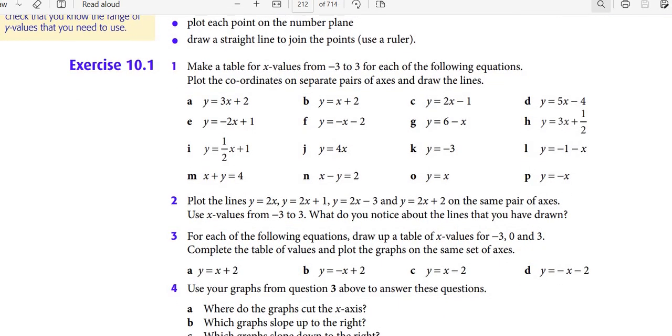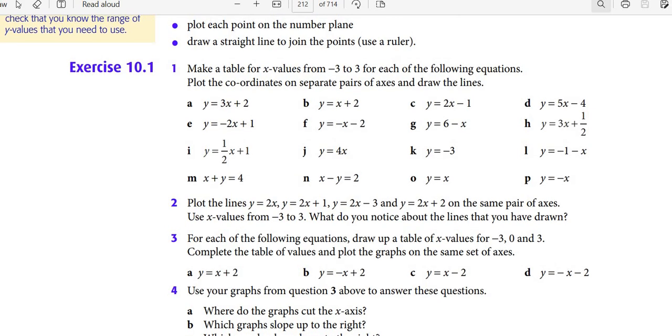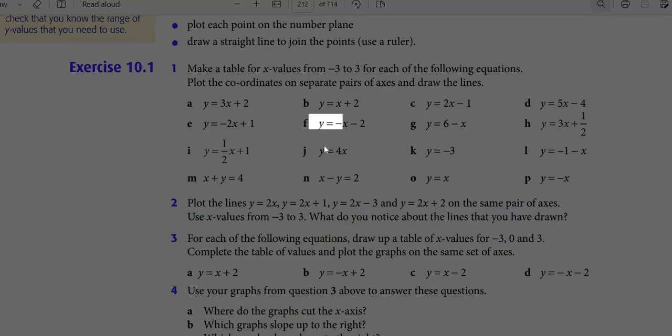Exercise 10.1. Make a table for x values from -3 to 3 for each of the following equations, plot the coordinates on separate pairs of axes and draw the lines. Okay, let's do exercise 10.1 F. Let's do this one.